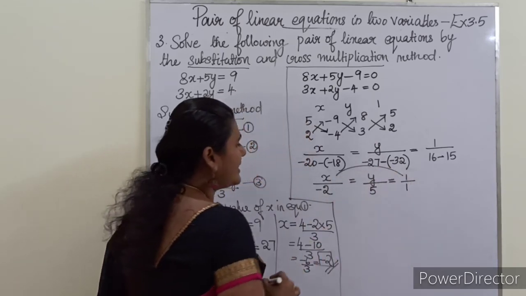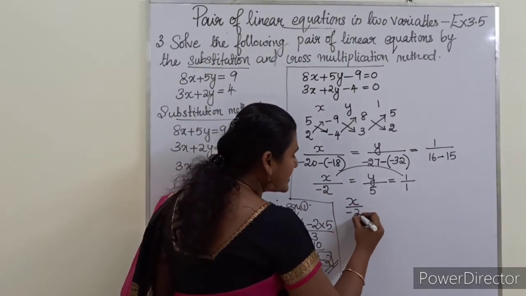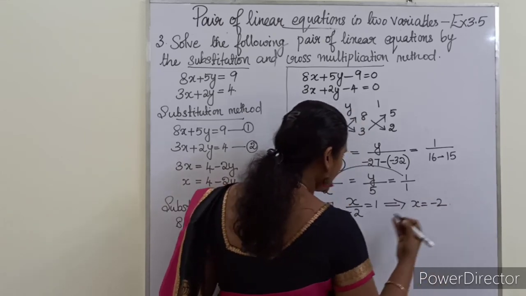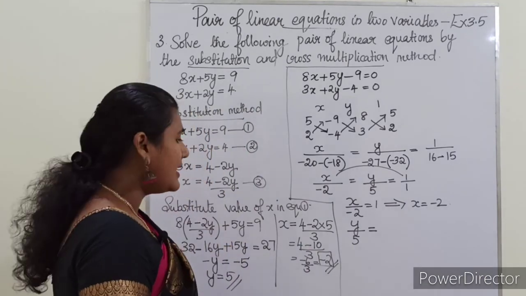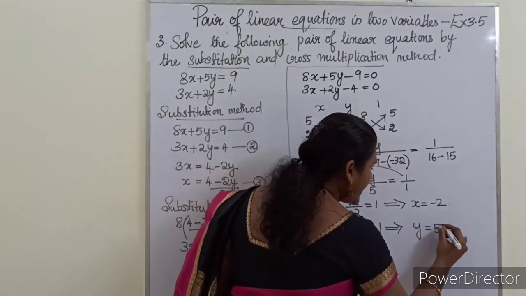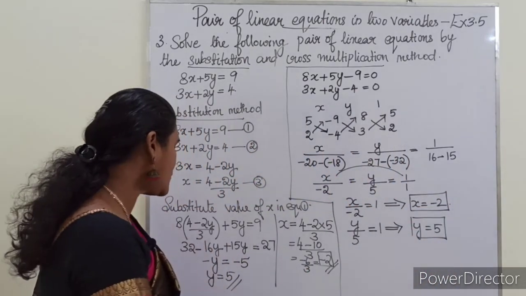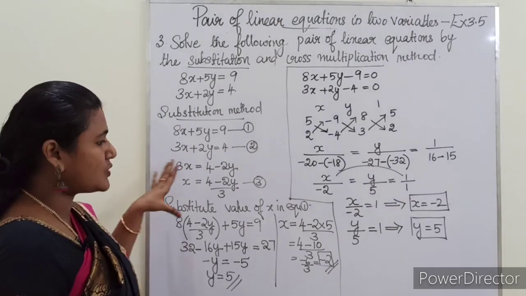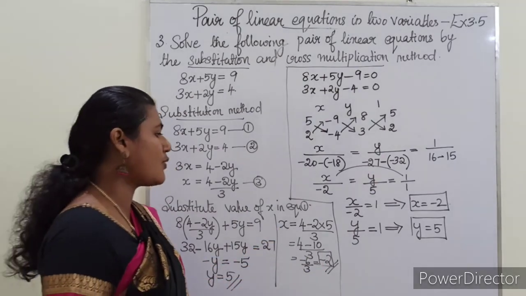Now we will equate the first and the third ratio. So x by minus 2 equal to 1, which gives x is equal to minus 2. Now the second and the third ratio we will equate, that is y by 5 is equal to 1, which gives y is equal to 5. So we got the values of x and y, x is equal to minus 2. We got the same values when we did it using the substitution method also, x is equal to minus 2 and y is equal to 5.